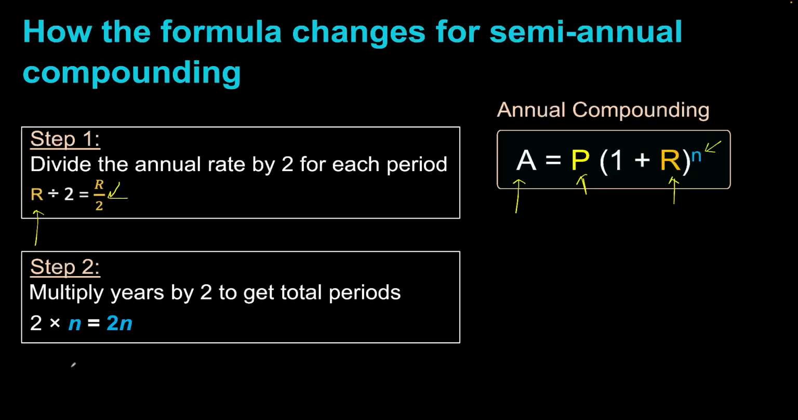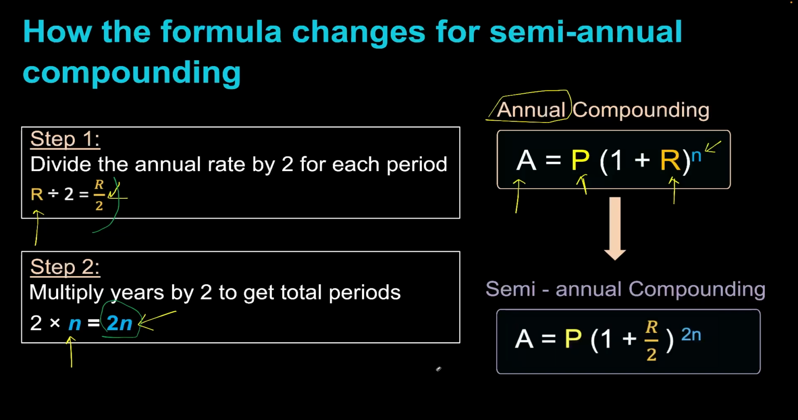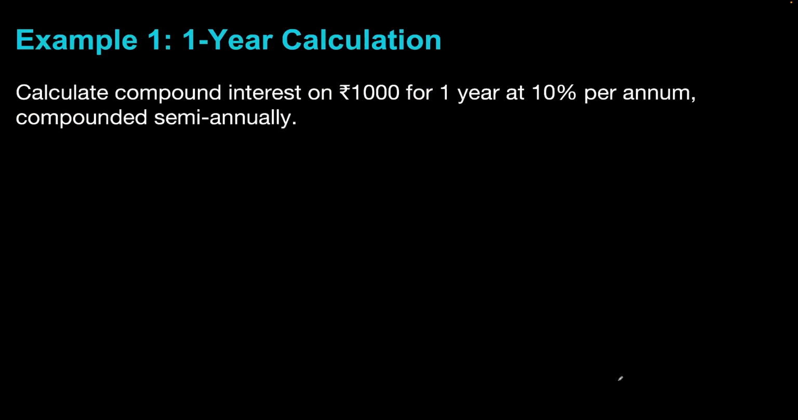So if we have n years, we multiply it by 2 to get 2n in the case of semi-annual compounding. So if you plug this in, we get semi-annual compounding is A equals P into (1 plus R by 2) whole to the power of 2n. That is the formula we get for semi-annual compounding. Well, let's try some examples.